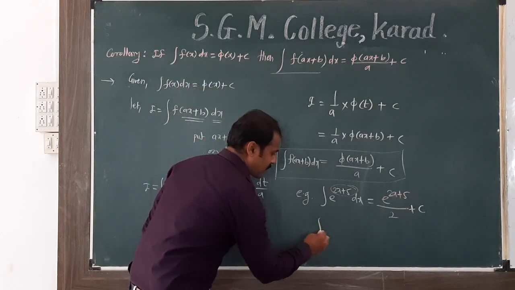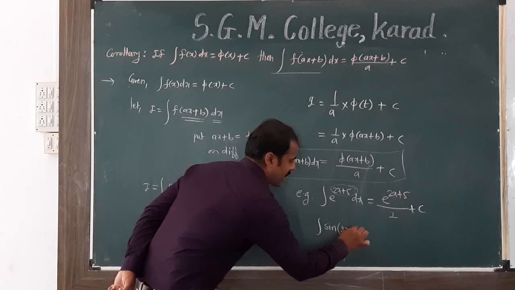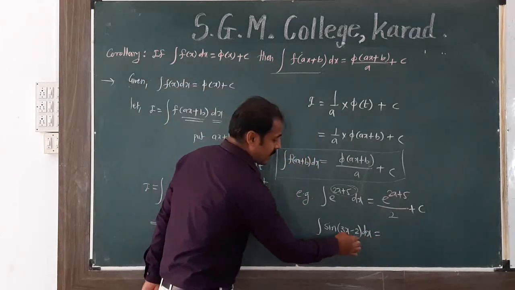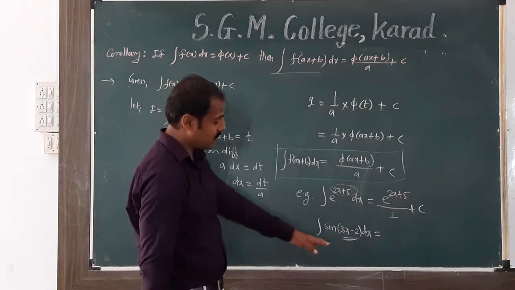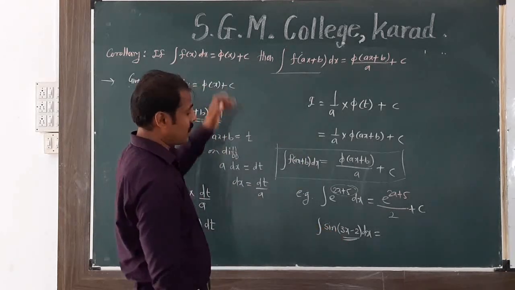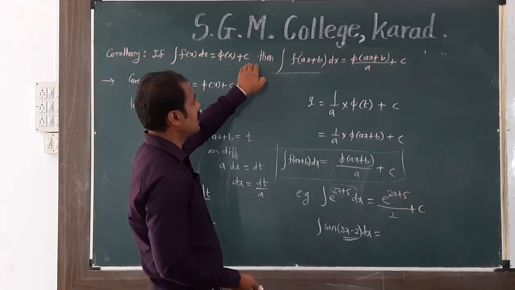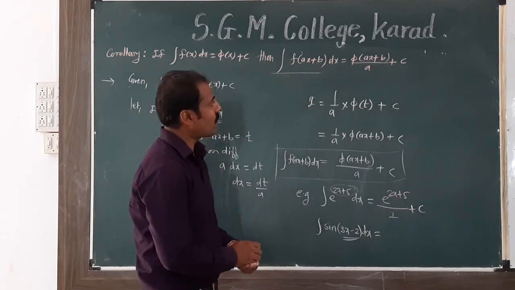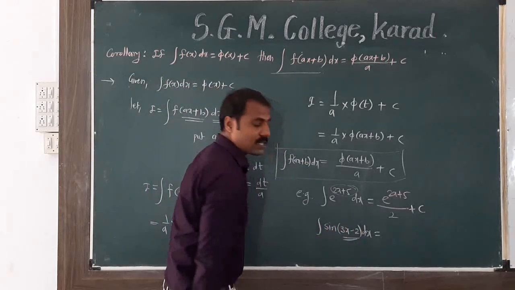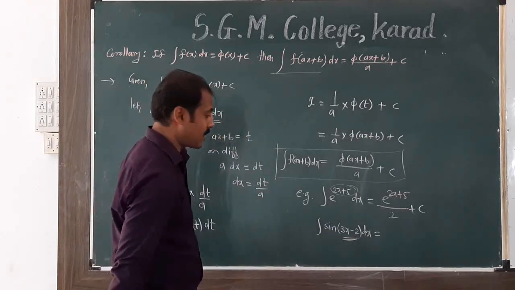Or take another example. Evaluate integration of sine of 3x minus 2 dx. Here there is a linear equation 3x minus 2, which is different from x, so we use this corollary. The corollary says that if integration of f of x dx is equal to phi of x plus c, then integration of f of ax plus b dx is phi of ax plus b divided by a plus constant of integration c. Consider 3x minus 2 as x, so we get sin x dx. Integration of sin is what? Integration of sin is minus cos.